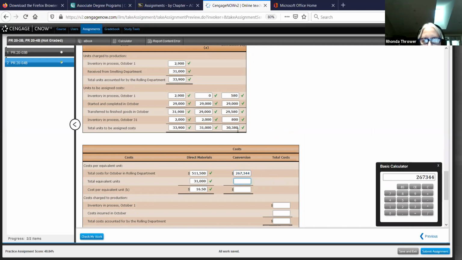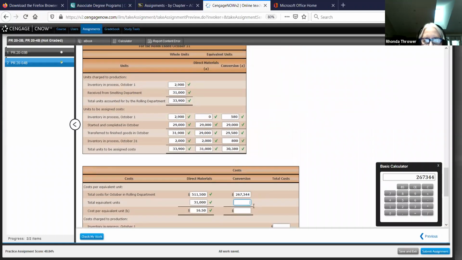I'm going to put in my equivalent units for conversion, which was 30,380. And I'm going to divide my conversion cost by my equivalent units to get the cost per equivalent unit.